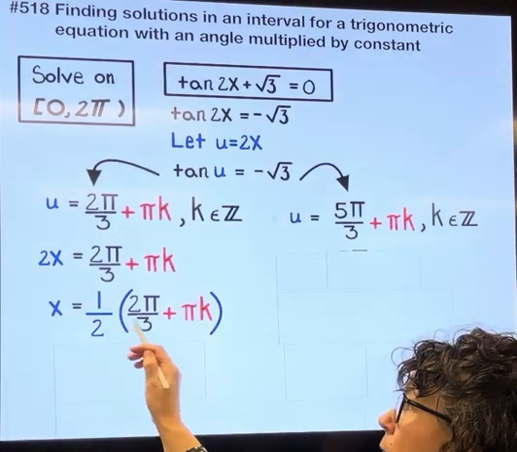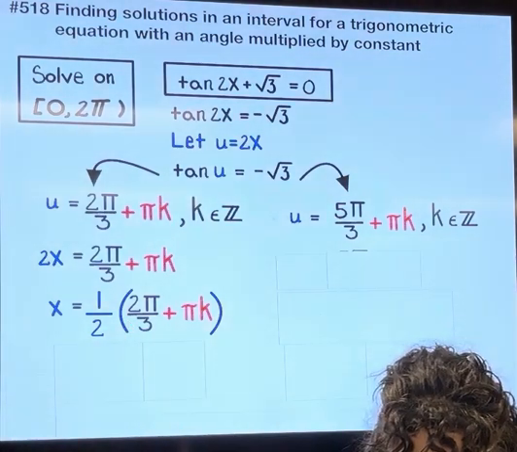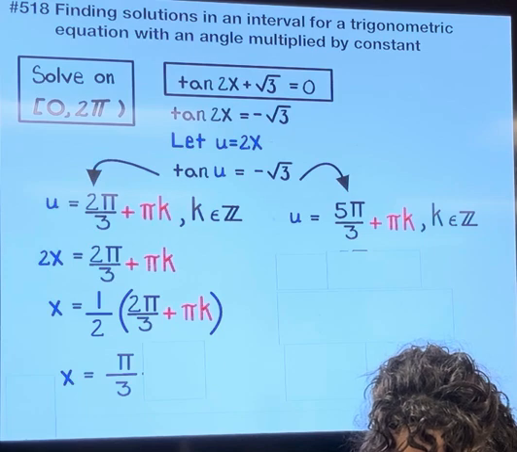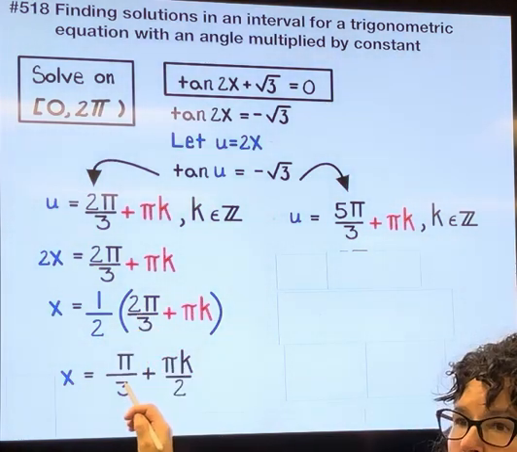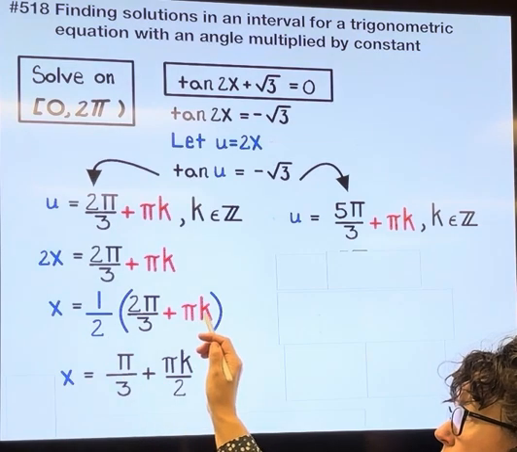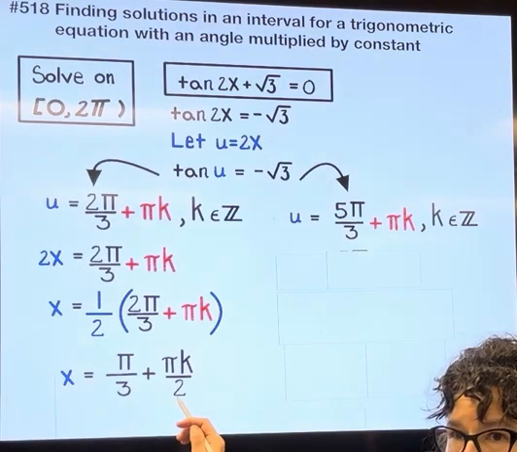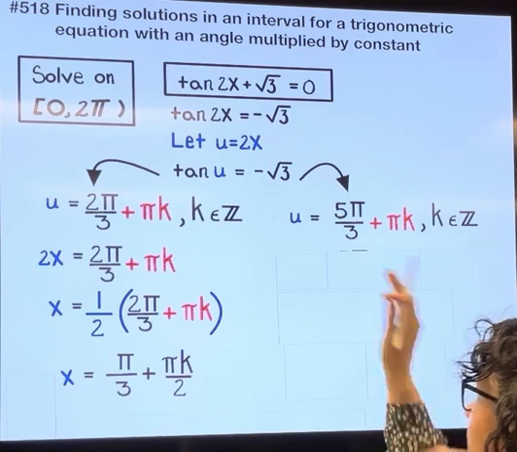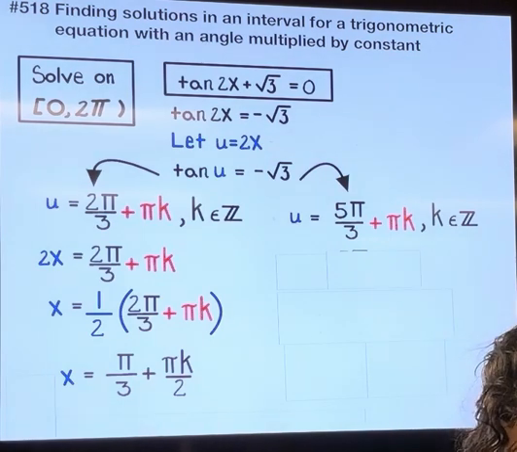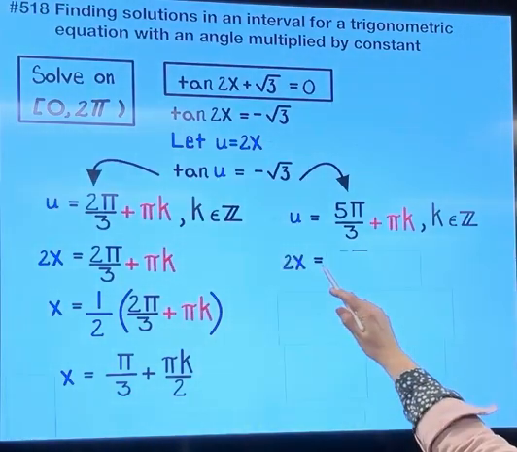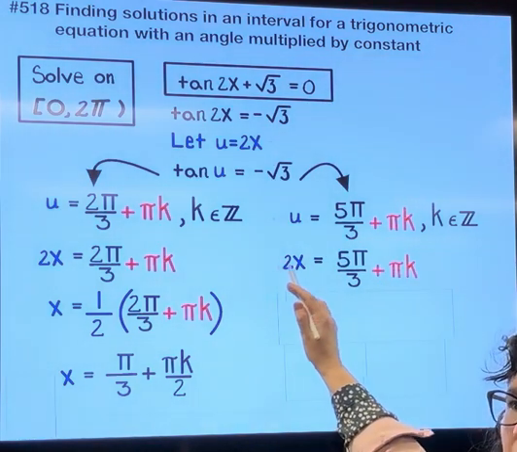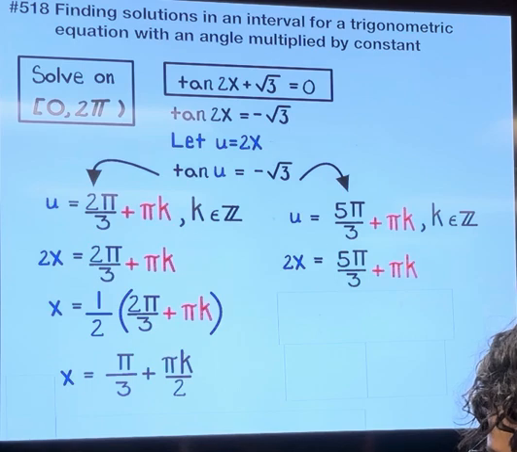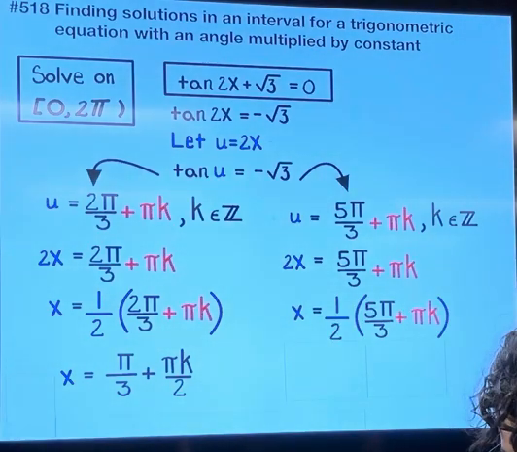Okay, so then when I multiply through by 1/2, I end up with, that 2 cancels that 2, I have pi over 3, and then 1/2 times this one is pi k over 2. And then I'm going to do the exact same thing here. So replacing the u with 2x, and to get x by itself, multiply both sides by half. I have this, and then simplified, I have this.